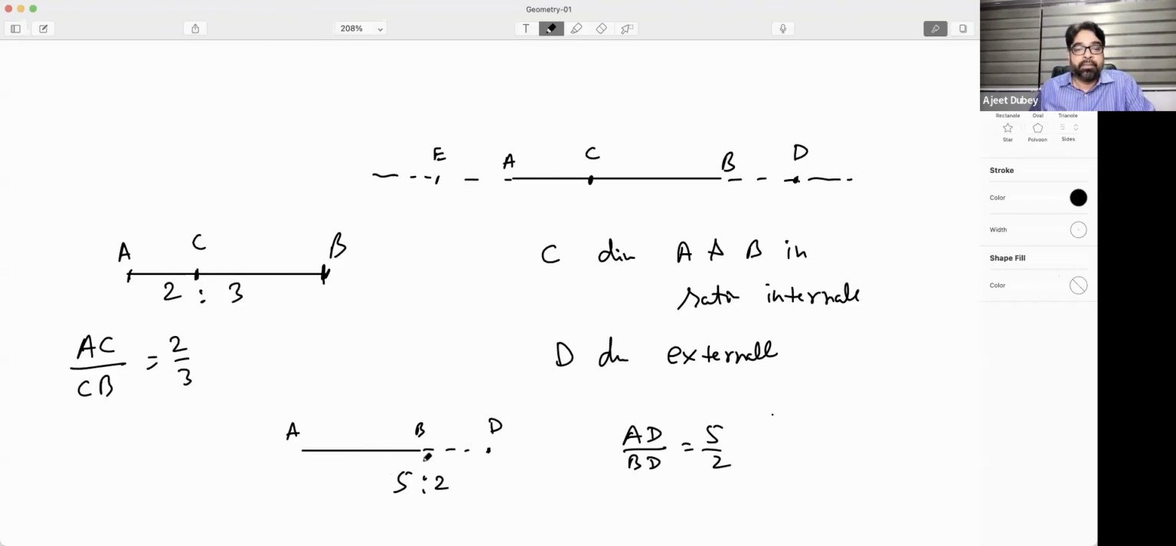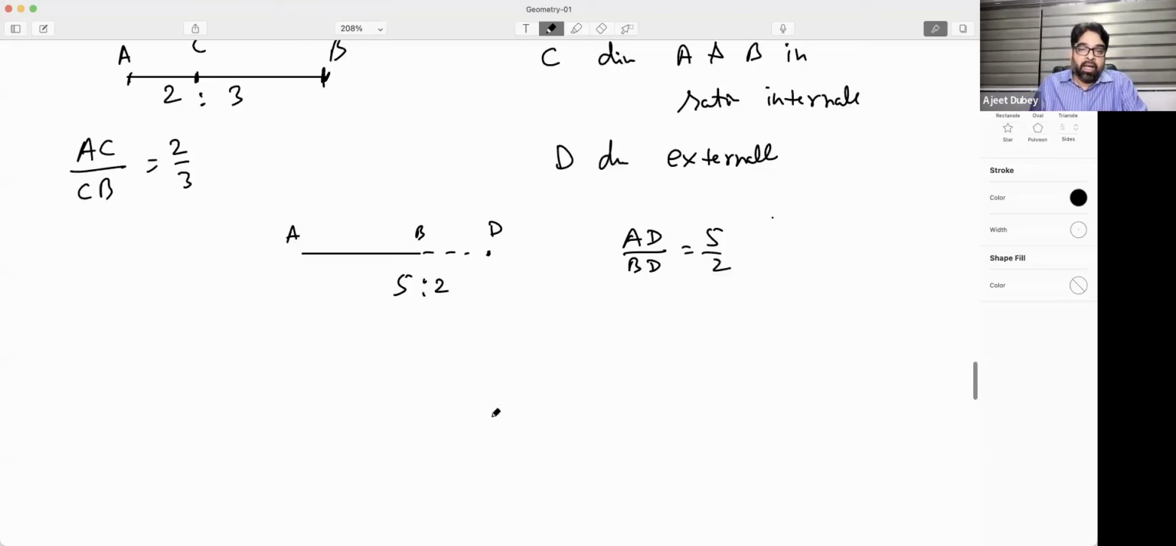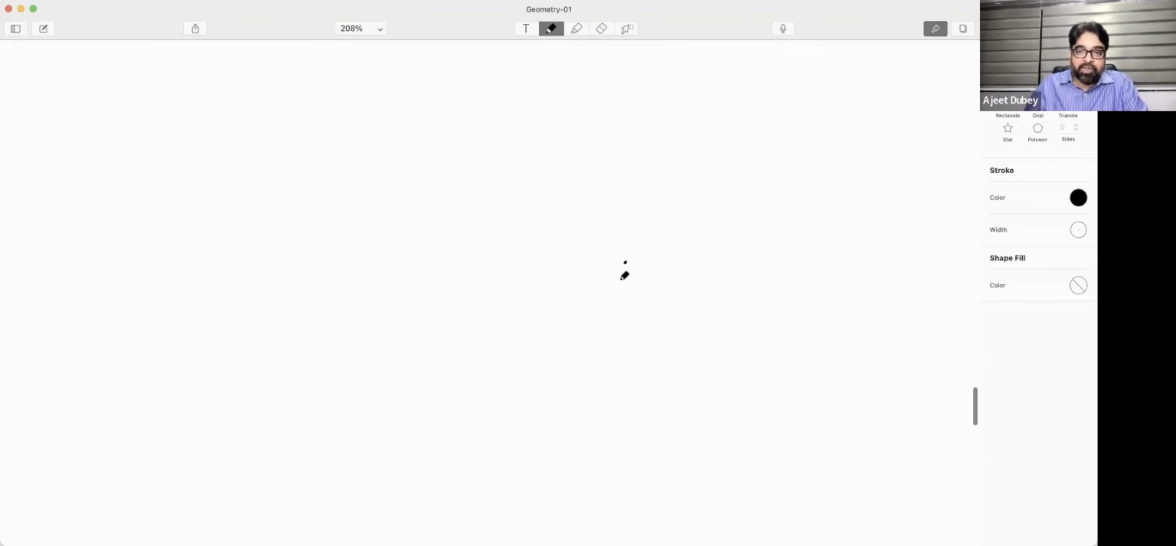Is it clear? Have you understood the meaning? I'm not talking about the vector. I'm just saying that you should understand the meaning of external and internal division. If I ask you, just answer me, everybody.